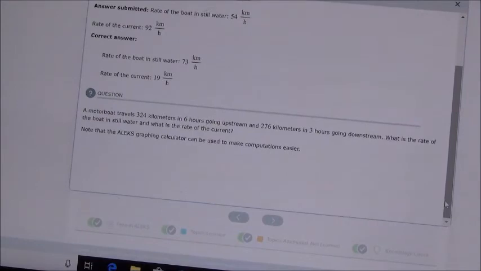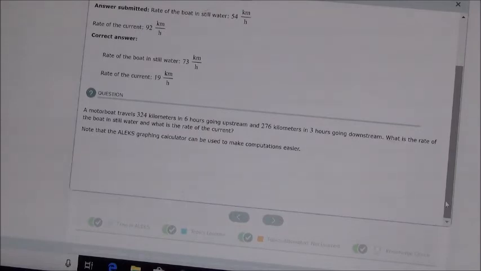So one more distance, rate, and time one where we're going upstream and downstream. It says a motorboat travels 324 kilometers in 6 hours going upstream and 276 kilometers in 3 hours going downstream. What is the rate of the boat in still water, and what is the rate of the current? So again, on this one, we've got the boat and the current, and we've got two different rates. When we go upstream, it's going to slow us down, so we would have the boat speed minus the current. When we're going downstream, the stream is going to make us go faster, so we're going to have the boat plus the current. Those are going to be our rates.